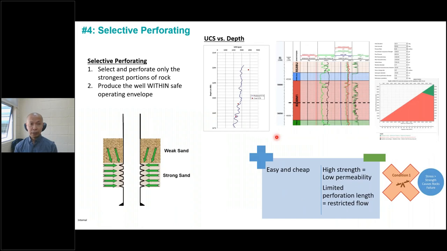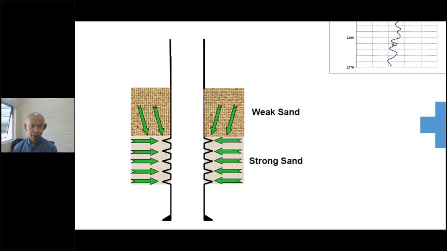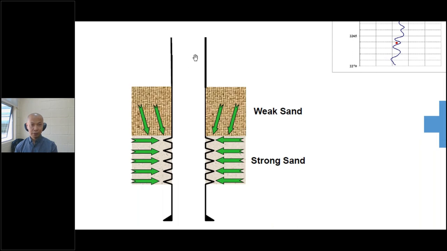All right, method number four is selective perforation. Let me jump directly to this here. We know that the strength of the rock can be different at different depths. Even for the same formation, it's not necessarily that we're going to have one rock strength along the interval. Let's say we have 50 feet or 100 feet. There could be a lot of variation over there.